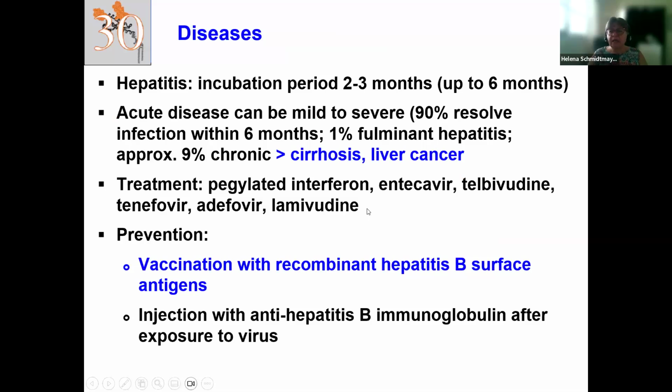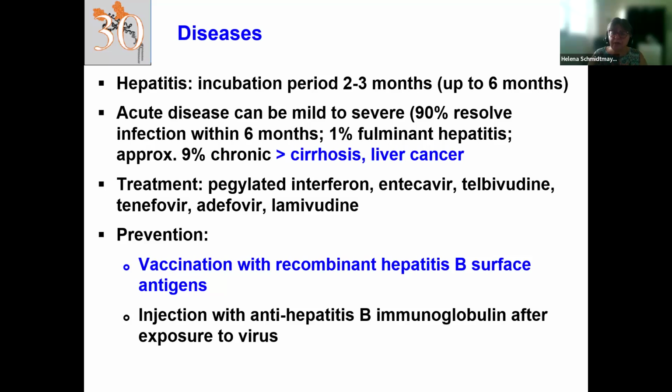Now, the disease can range from very mild symptoms up to severe. Usually 90% of infections resolve within 6 months without any serious damage. 1% is very dangerous, causing so-called fulminant hepatitis, which is a highly damaging infection resulting in complete liver failure and death. Approximately 9% of cases, the infection becomes chronic and causes cirrhosis, which can end in liver cancer.